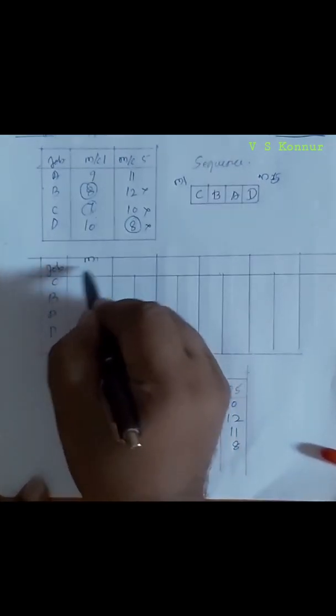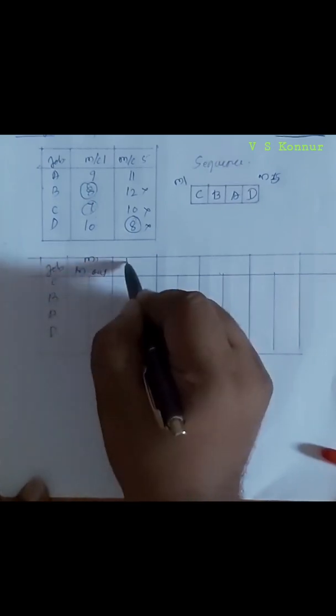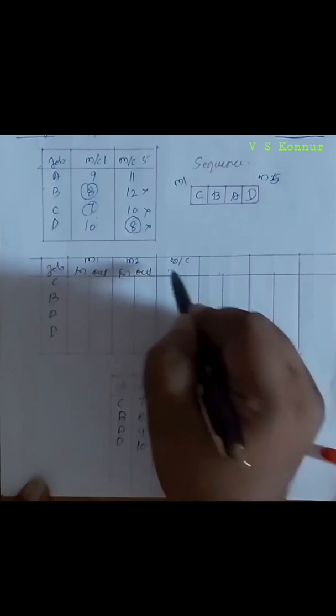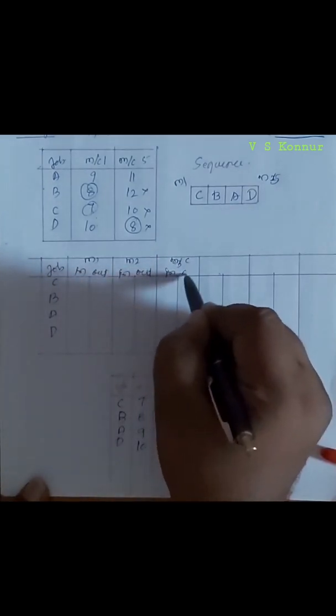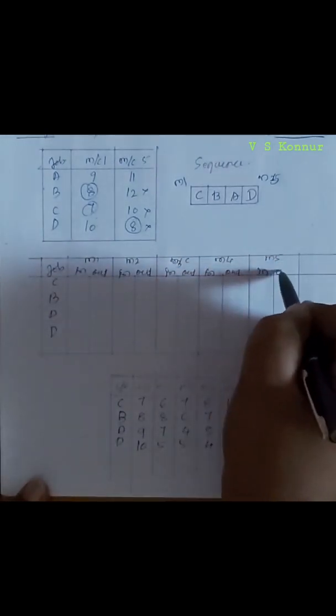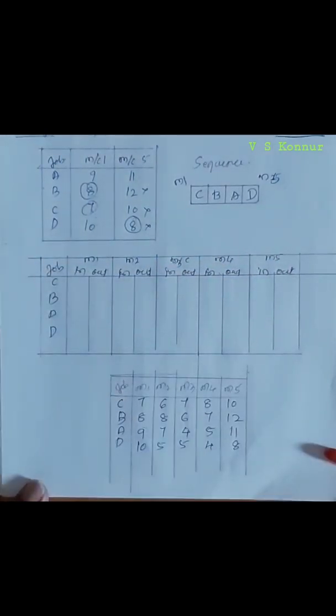Now according to that you have to make in and out. For machine 1, in out. For machine 2, in out. For machine 3, M3, in out. For M4, in out. For M5, in out.